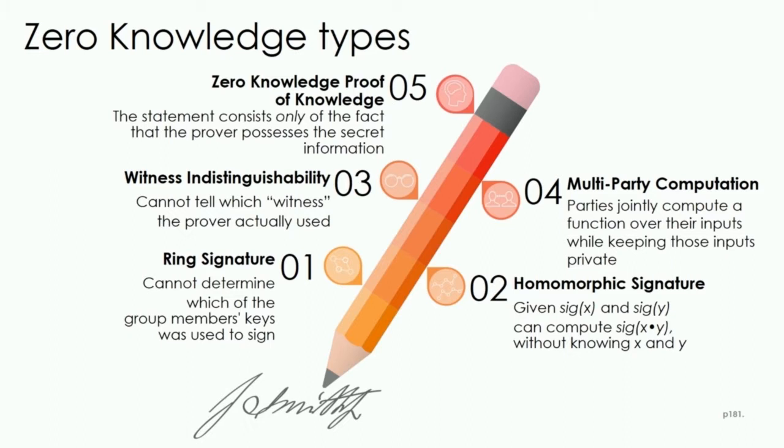Let's say I had four keys, and I'm not telling you which key was used for this transaction. And there is also the ring signature, as we said before, where we cannot determine which of the group members was actually the signer of a particular message.